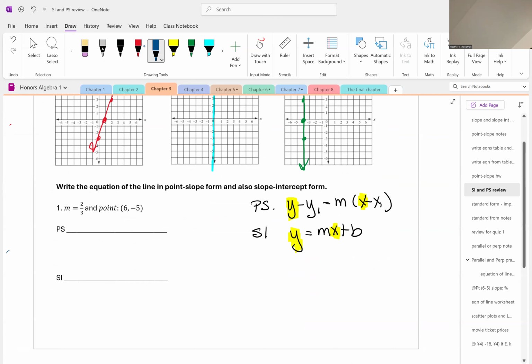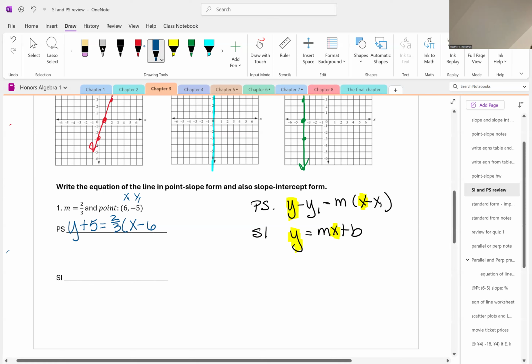And we did do these problems in class on Tuesday before we had break. So when we do this, we're going to do y minus y1. So this is x1, y1. But if I've got minus -5, that's going to be plus 5 equals my slope, which is 2/3 times x minus x1, which is 6. So now we want to get into slope-intercept form. And the first thing we have to do to get into slope-intercept form is distribute.